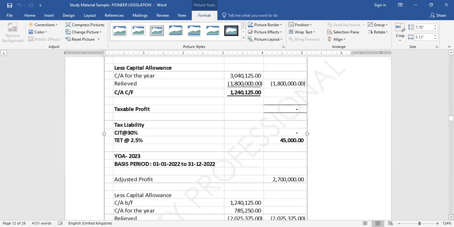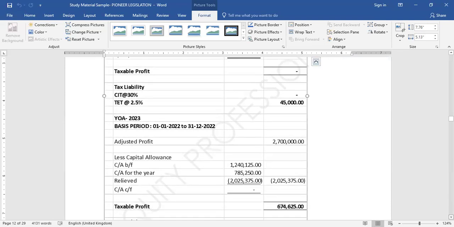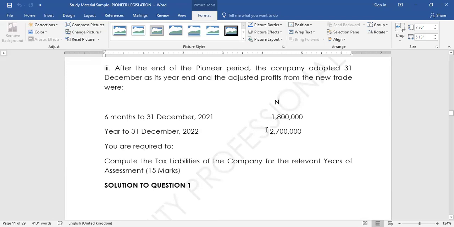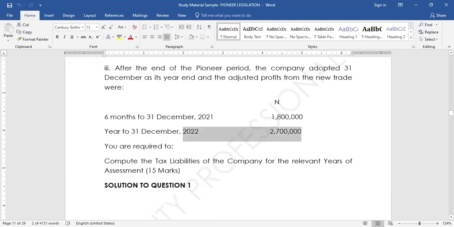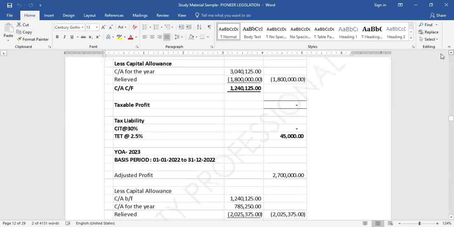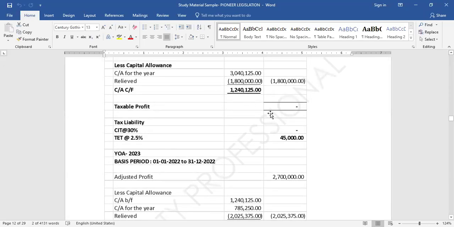Now, for year 2023, what will be the basis period? 1st of January 2022 to 31st of December 2022. What is the adjusted profit? Adjusted profit was given to us in the question, which is 2.7. Capital allowance brought forward from the last year, the one I carried forward, 1,240,125. I will bring it forward for the next year.